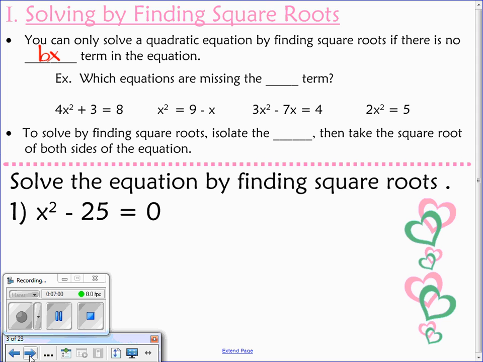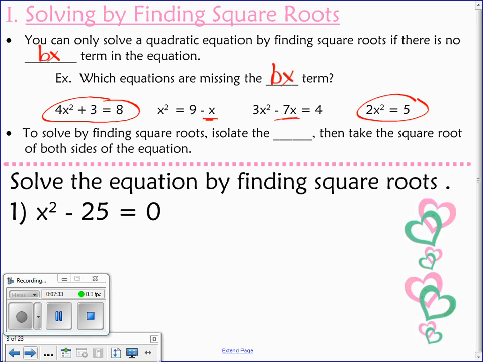Okay, so here we go. So, for example, which equations are missing the bx term? Let's make sure we can identify that before anything else. So how about this first one here? Is this one missing the bx term? Yes, that one's missing the bx. This one? No, it's right there. Third one? No, right there. This one? Yeah. So the first one and the last one, we could actually solve those using the method I'm going to teach you today. The middle two, they have a bx term. This method will not work.